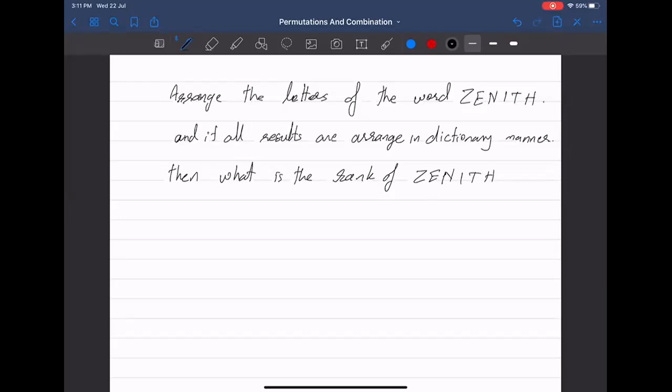Sir, I have a doubt. What is meant by rank? Yes, now see, I will tell you. Do you know what will be the very first word of Zenith? I will tell you. A B C D E F G H I J K L M N O P Q R S T. So the first word formed will be EHINTZ. The second word will be EHINZT. The third word will be EHITNZ, no, it will be EHITNZ. After that EHITZN.